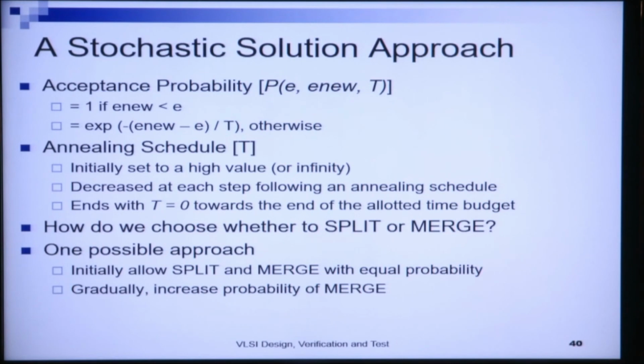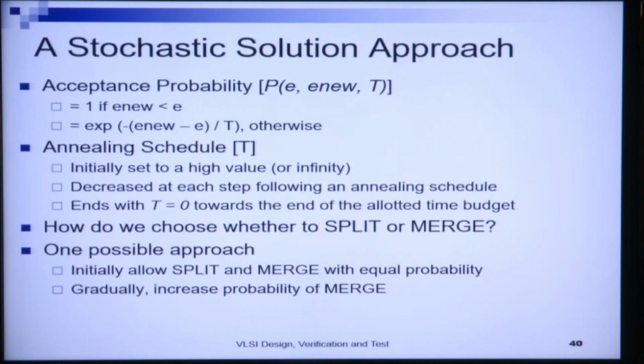And how will the annealing schedule for T work, that means how will the temperature change? Initially the temperature, as I said, is set to a very high value, and it is decreased at each step following an annealing schedule, and it ends at T equals 0 towards the end of the allocated time budget, right? How do we choose whether to merge or split?